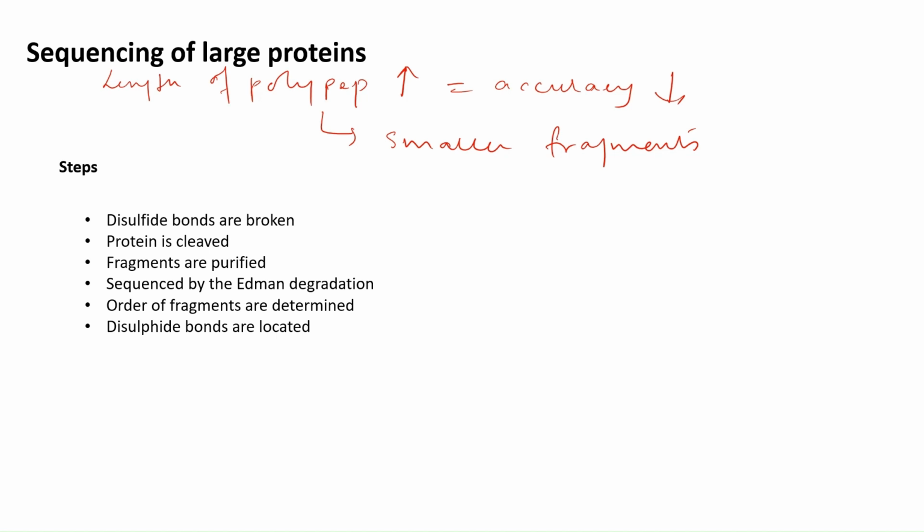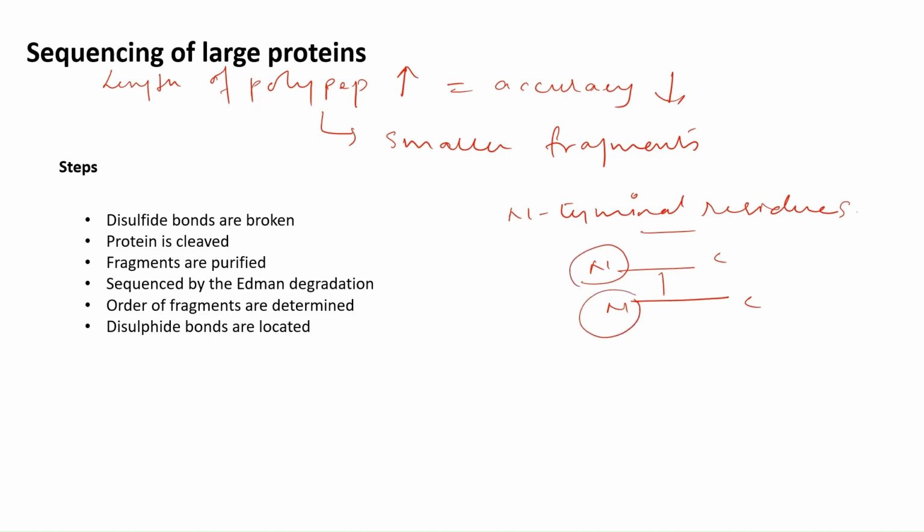As we learned in the last video, to sequence any peptide, the first thing is to determine the N-terminal residue. So, this step will be there for sequencing of a large protein also. By determining the N-terminal residues, we'll come to know whether our protein is made up of one polypeptide or more than one polypeptide, because each polypeptide will have an N-terminal and C-terminal end.